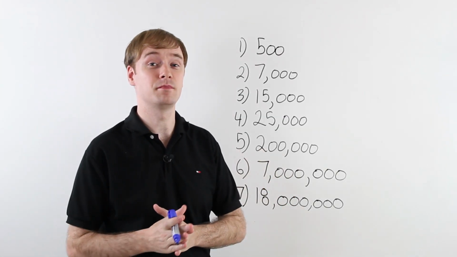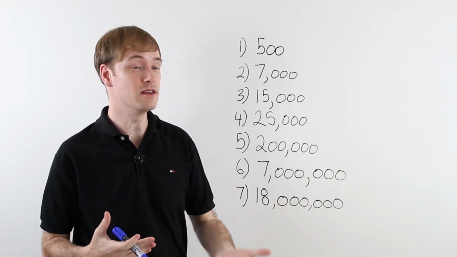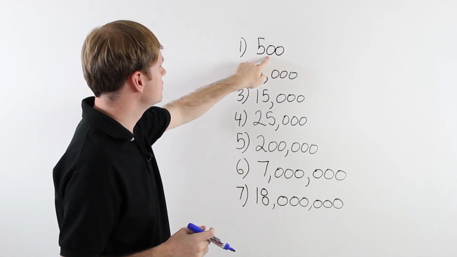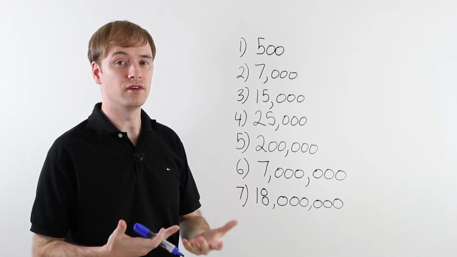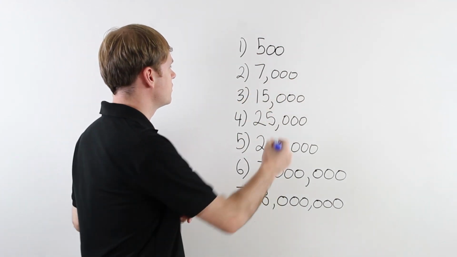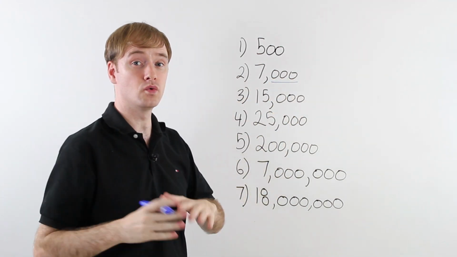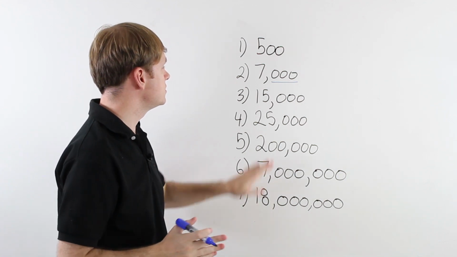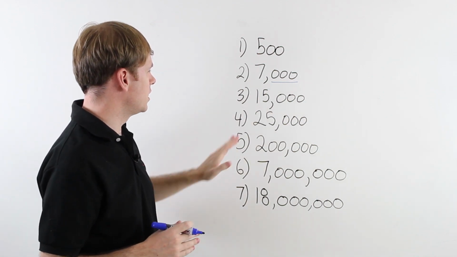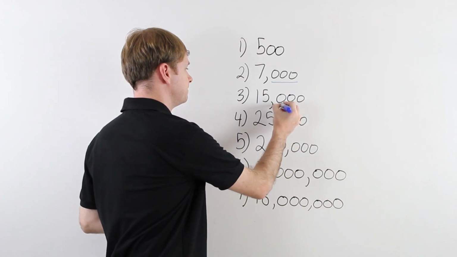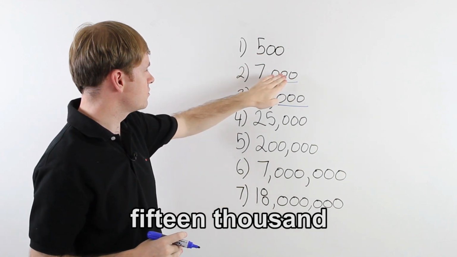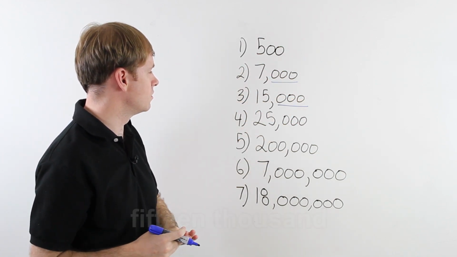Okay, so I have 7 numbers here for us to practice how to say them. So let's take a look. The first one, very easy. We have the 2 zeros here. This is simply 500. Okay, let's move to number 2. Now number 2, we can see we have the 3 zeros here. And I told you that means 1,000. So this is 7,000. Okay. Number 3. Again, we have 3 zeros here. 15,000. 7,000, 15,000.